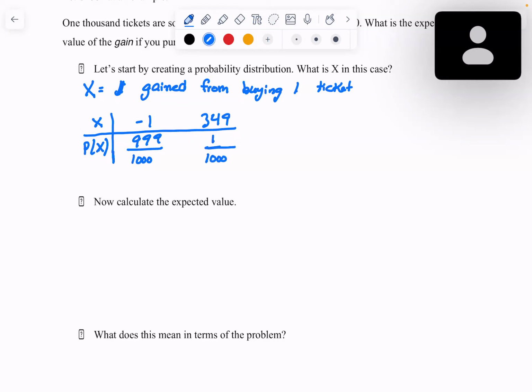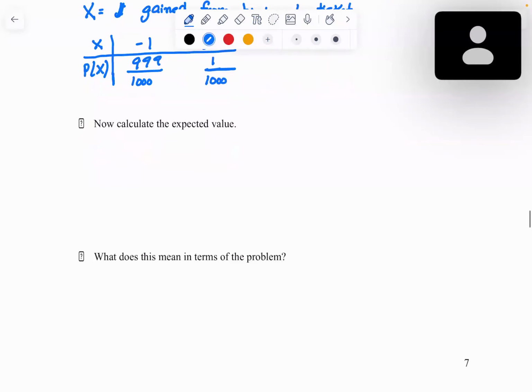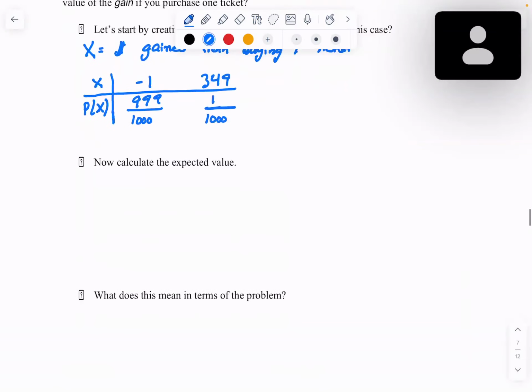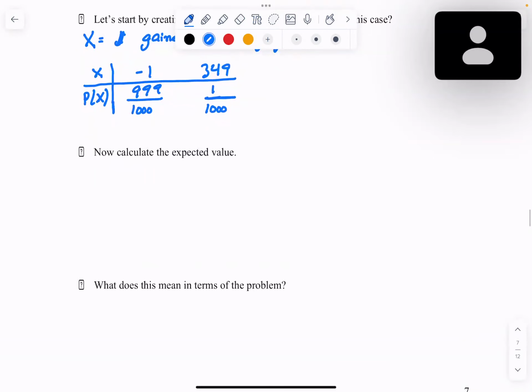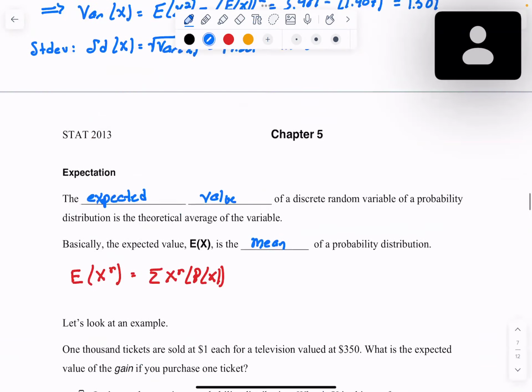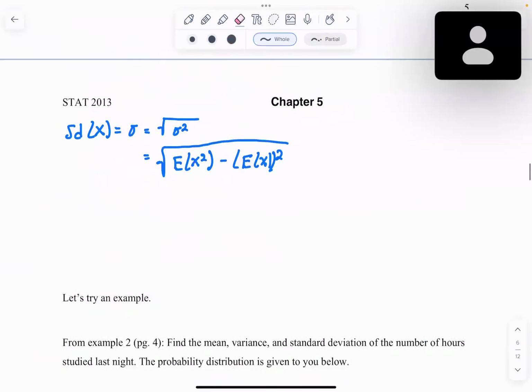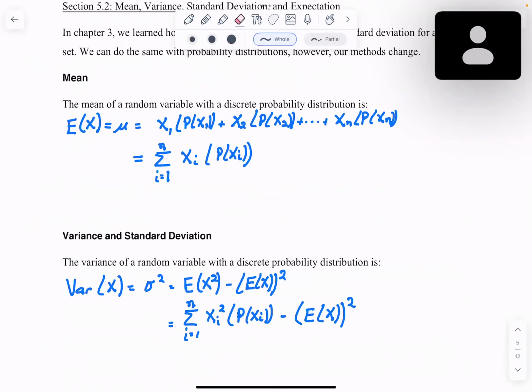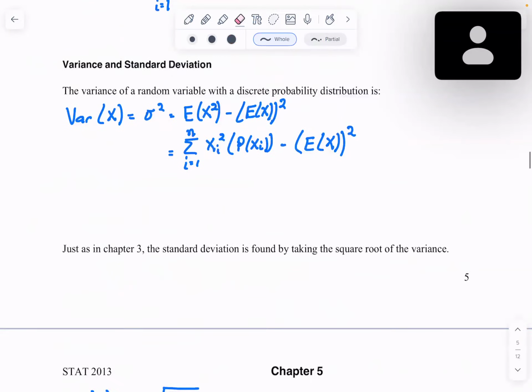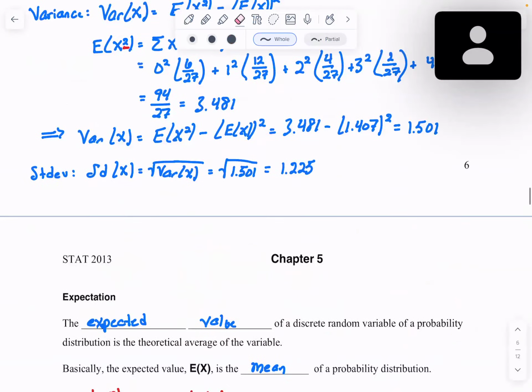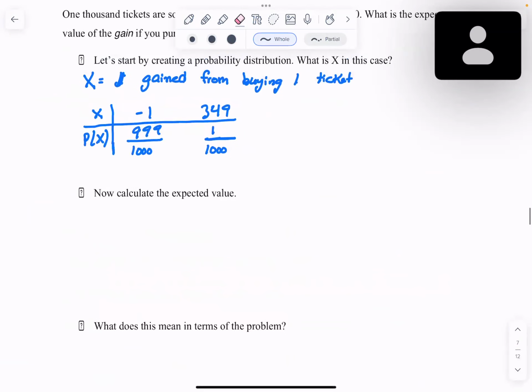So now what I want you to do for next time when I come to class on Wednesday is find the expected value and write it in terms of the problem. So all you're going to have to do is use the formula that we just used on the previous page. This one right here for the mean or the expected value of x. All you have to do is use that formula. And it makes it even easier because there's only two possible values for x. So you find the expected value and then you write what does that actually mean in terms of the question.